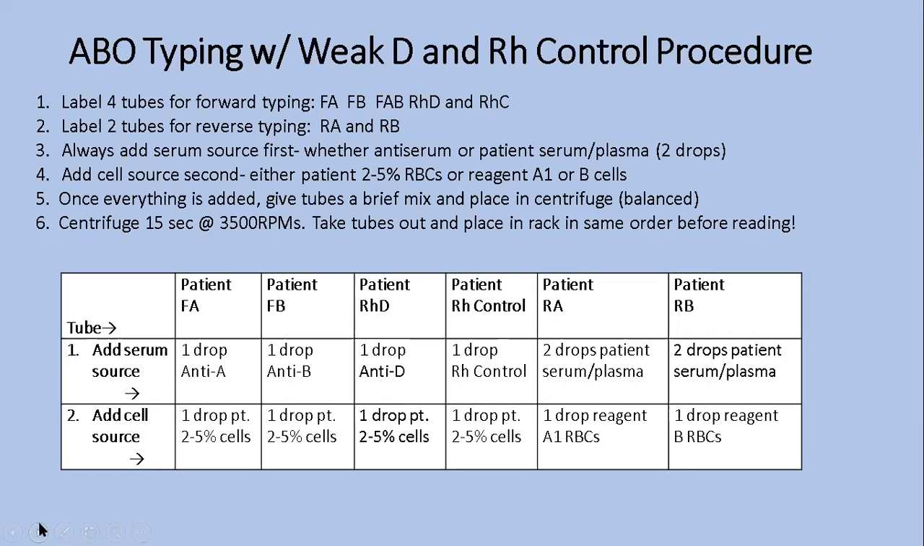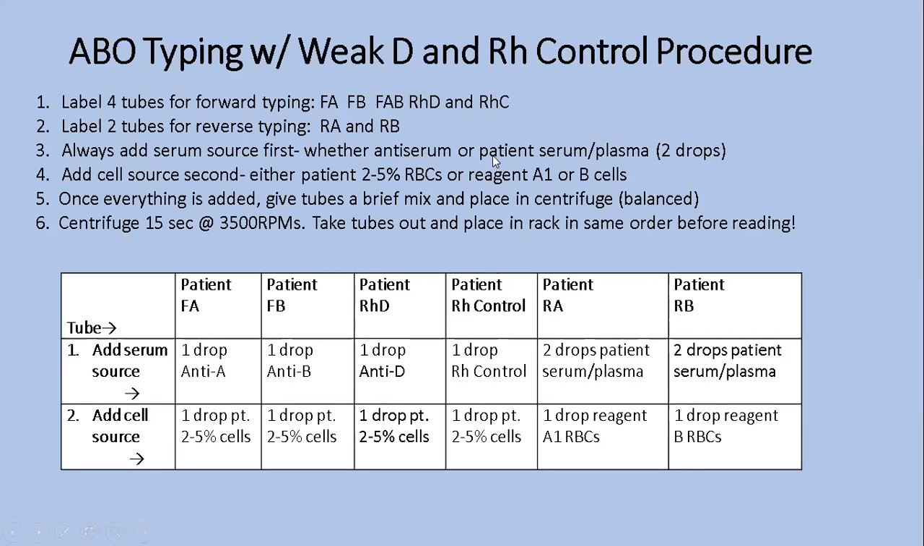So when we're doing this typing in the lab via the tube testing method, we're going to label 4 tubes for our forward typing, so we have our FA, our FB, RHD, and RH control. We're going to eliminate FAB today, so 4 tubes. And then we're going to need 2 tubes for our reverse typing, so our reverse A cells and our reverse B cells. With the tube typing procedure, remember our rule, we always want to add our serum source first, whether that be an anti-serum or the patient's serum or plasma.